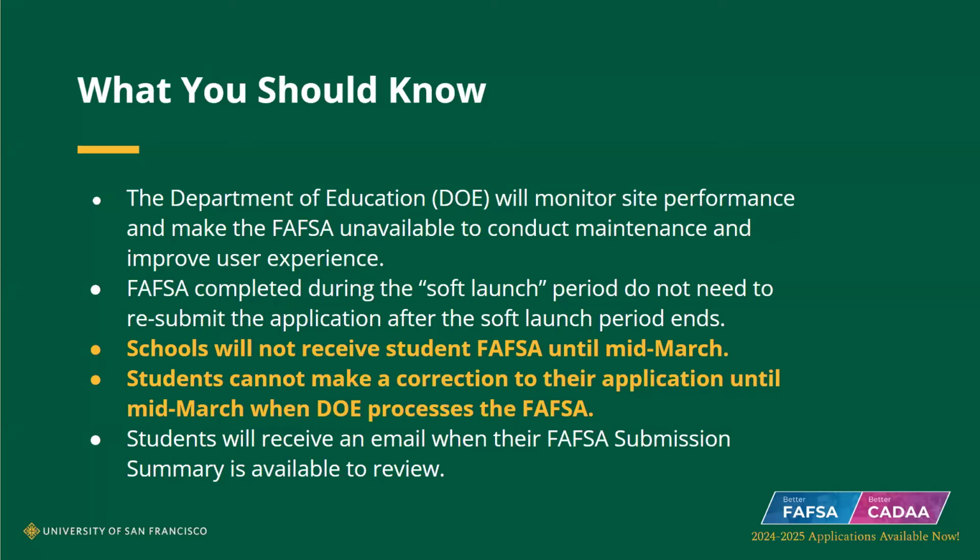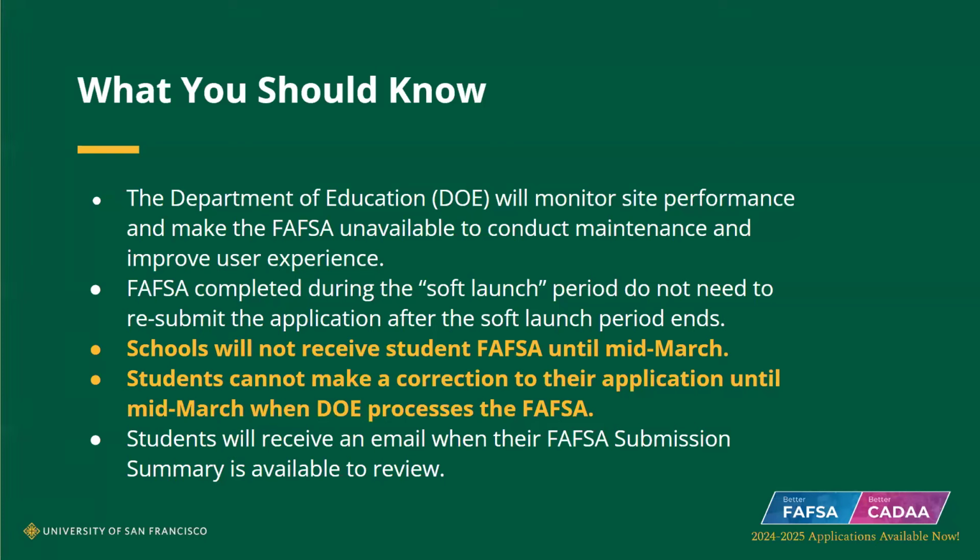So the DOE is monitoring the site. Sometimes they make the FAFSA unavailable to conduct maintenance and improve the user experience. It's very challenging for the institution to be able to help you with when that will happen because they don't notify us either at times. So some days we log in and we see that the FAFSA is unavailable. Now, I know they did have a soft launch, and that soft launch, if you completed your FAFSA during the soft launch, you don't need to resubmit the application after the soft launch, now that the soft launch has ended.